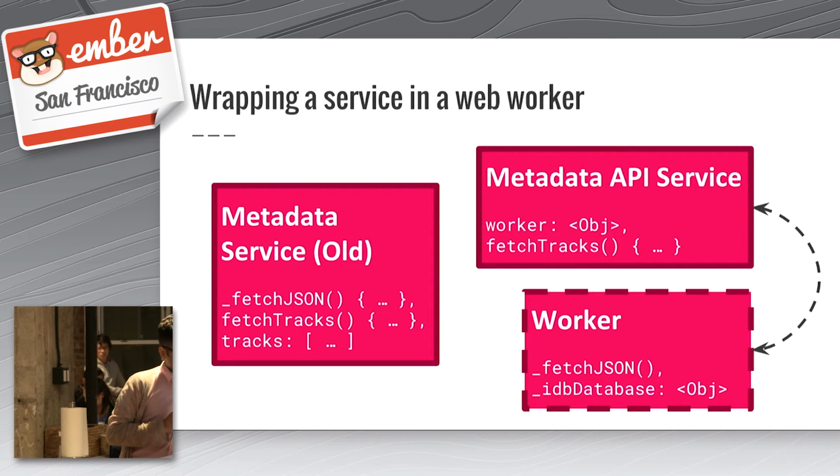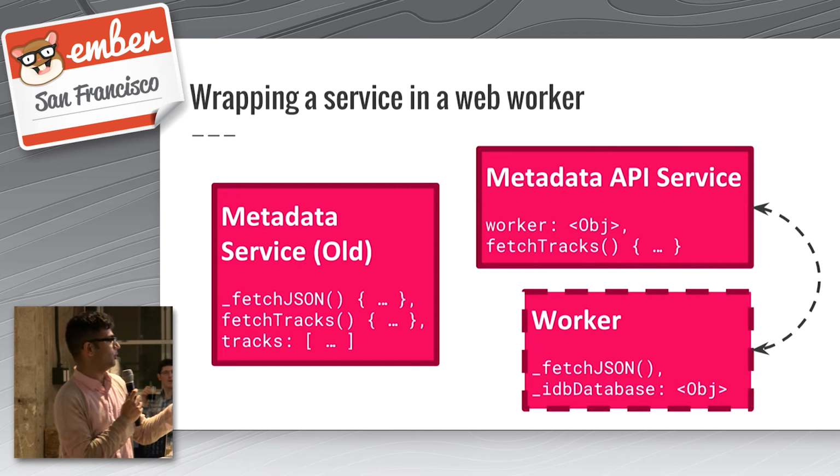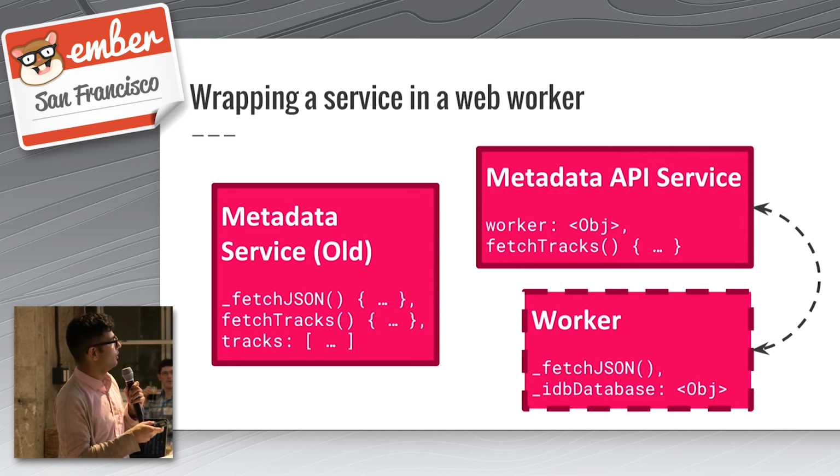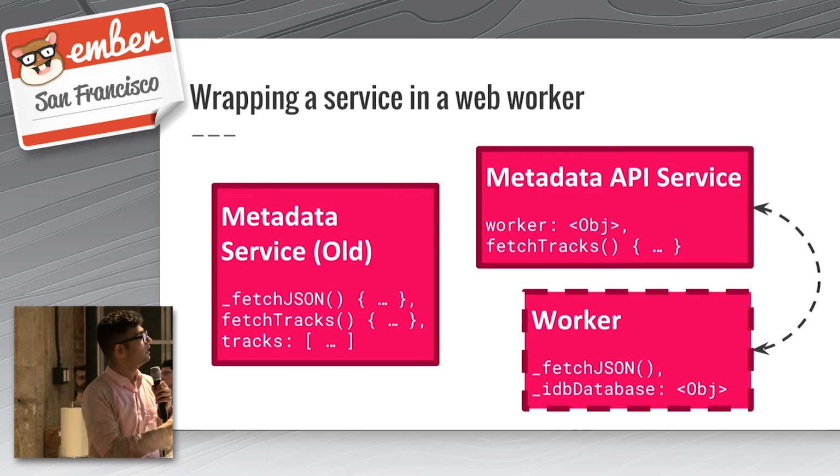So the advantage of this approach is you're moving most of the logic into the worker. Now, this introduces a problem because the metadata API service and worker have to communicate, and they don't have, for example, promises out of the box. You only have this post message and on message API.